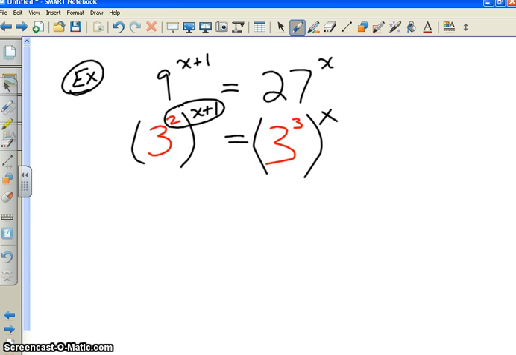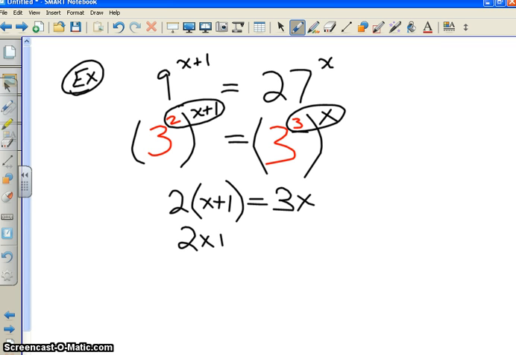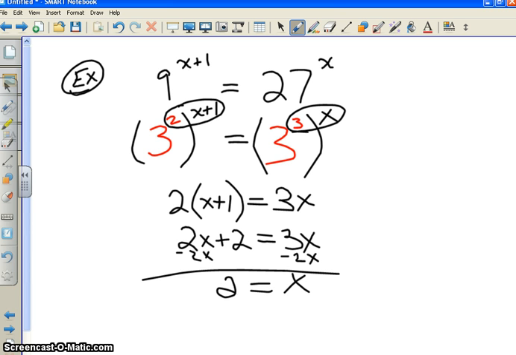Now my equation that I can work with is right here. 2 times x plus 1 is equal to 3x. And distributing will make 2x plus 2 equals 3x. Minusing 2x from both sides means that x is equal to 2. And we could plug that back in and check it if we wanted. So 9 to the third should be the same thing as 27 squared.